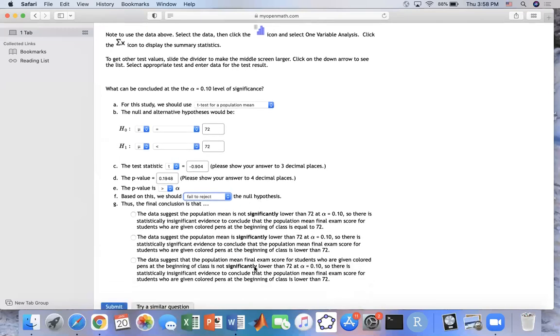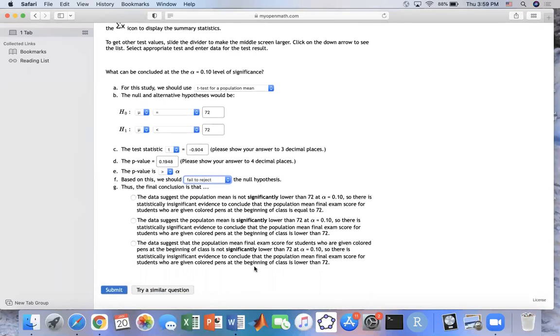So therefore, we have to find the right conclusion over here. The mean is not significantly lower. This one doesn't work, because it says significantly lower. So you have either this or this. Now we have to read more. This one is not a test for every student, so you either choose the first one or the second one.